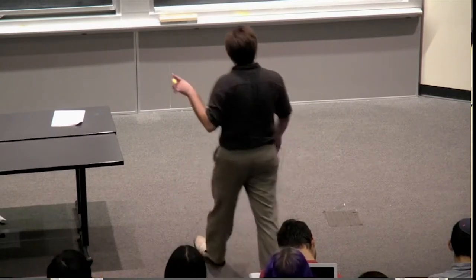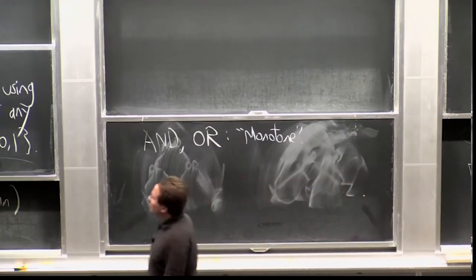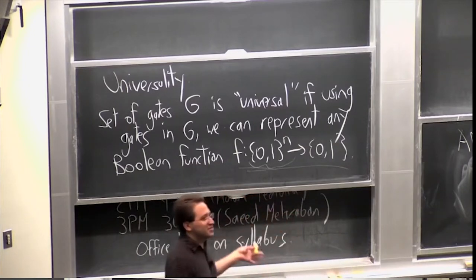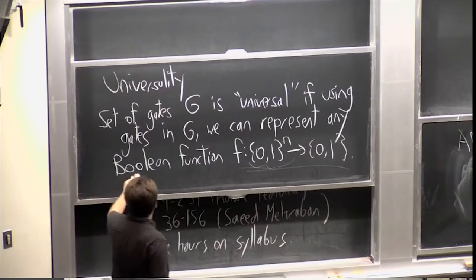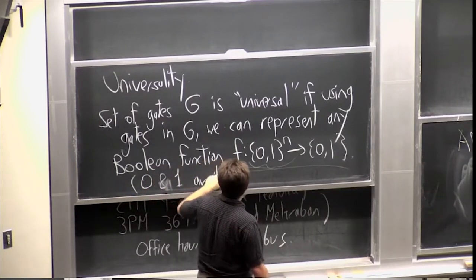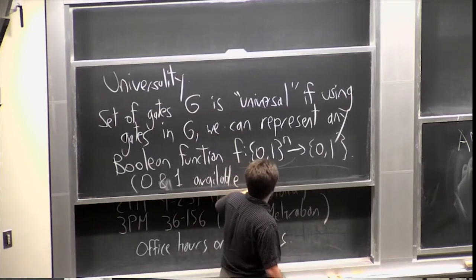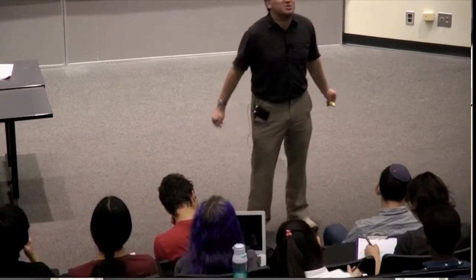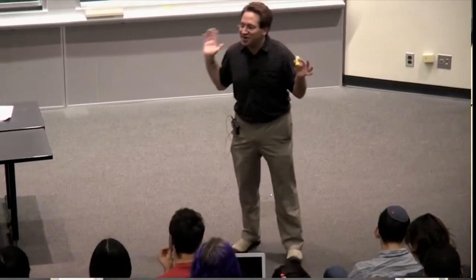So this actually raises a good point, which is that when we talk about universality, this is just a convention, a choice that we can make. In this class, we're going to say that constants are available for free. Which means that even if you have a 2-bit gate, you can always get a 1-bit function by feeding a 0 or a 1 into one of its input wires. You can always fix one of the input wires to be 0 or 1, and then restrict the function like that.